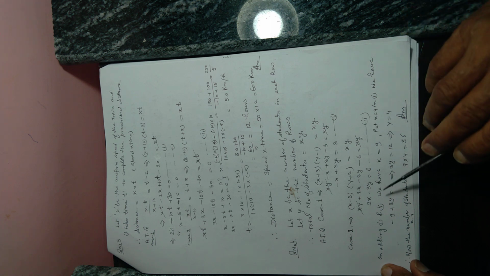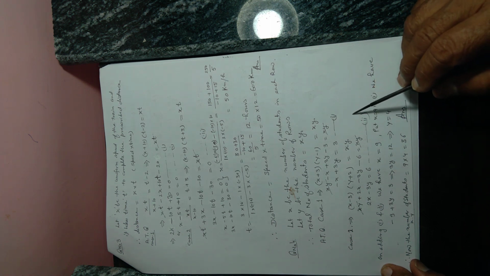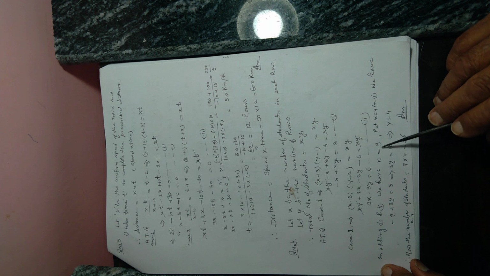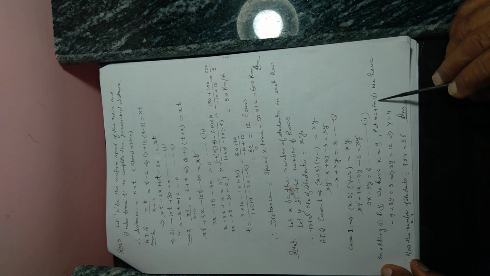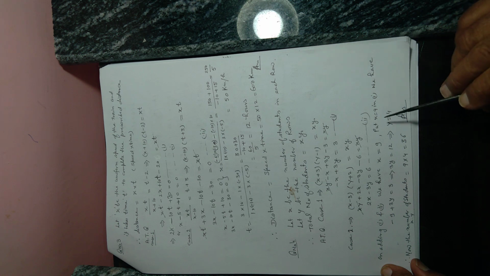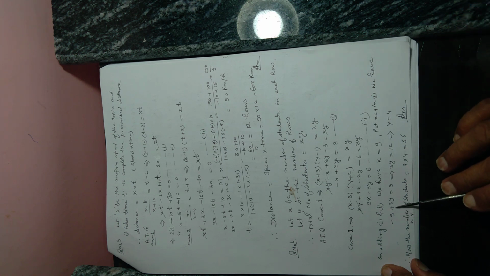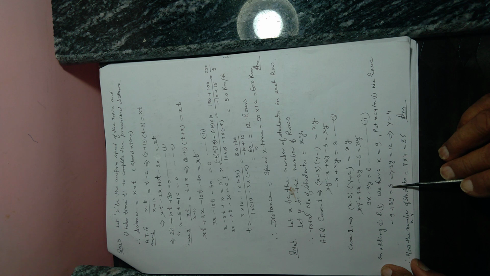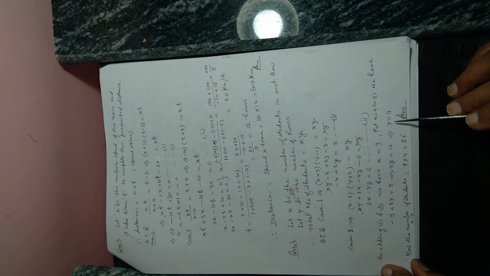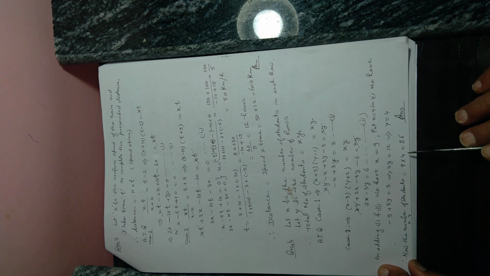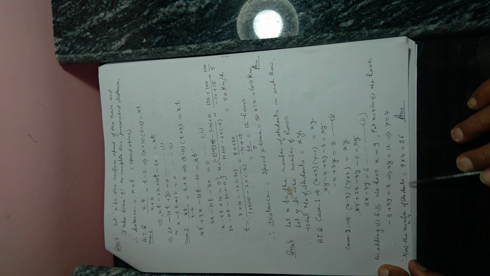On adding first and second we have x is equal to 9. Now put the value of x is equal to 9 in first equation. We have minus 9 plus 3y equal to 3. So 3y is equal to 12. So y will be equal to 4. Now the number of the students, that is x into y, will be equal to 9 into 4, that is 36.